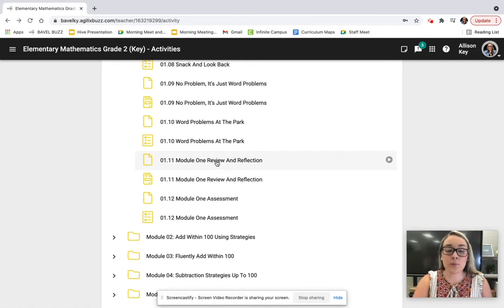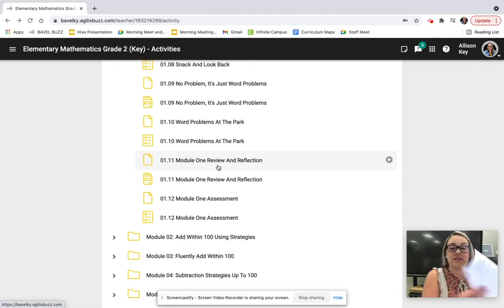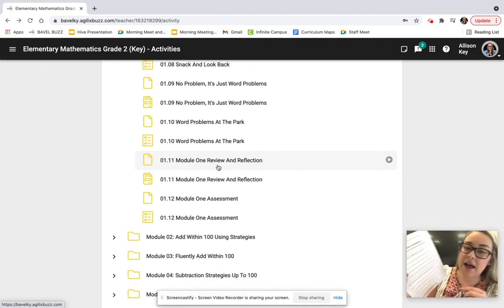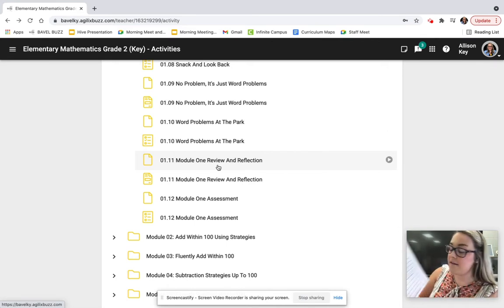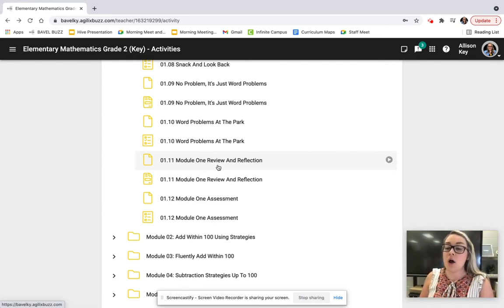So for a review and reflection, that means that your child is going to have a worksheet that looks something like this that they have to fill out. So they're going to do their online part, and then they're going to have a worksheet where they answer questions about what they're most proud of, what's something they learned that they could share with a family member or friend, what's a question they still have about something that they learned, and then they have to draw a picture of how they can apply that to their life.